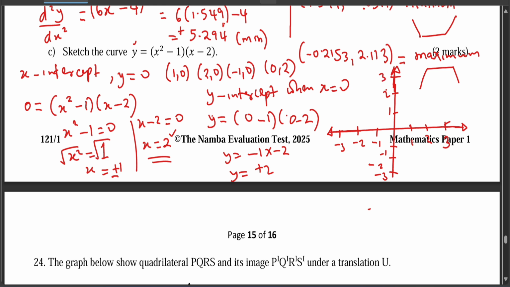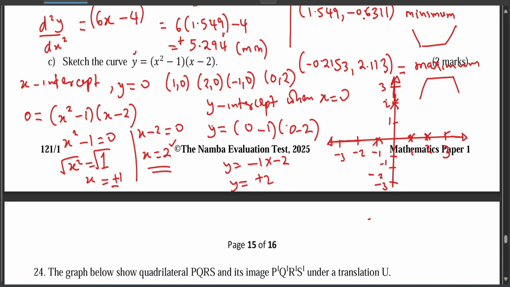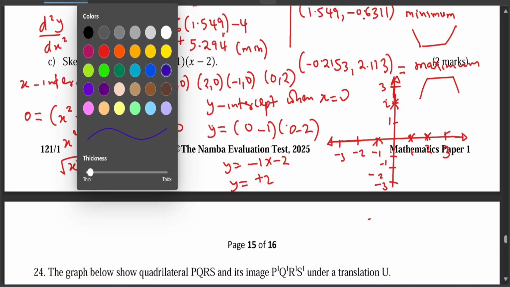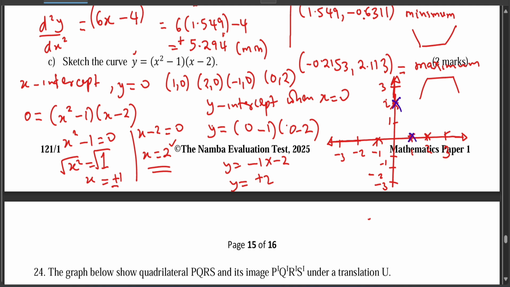So the next step is very easy. Let's plot the x-intercepts. Our first x-intercept is 1, 0, which is here. Then we have 2, 0, which is here. And then we have -1, 0. The next one is your y-intercept, which is 0, 2, which is supposed to be here. Now, the next step is to draw using another pen so that it can be visible. So this one, this one, this one, and this one.